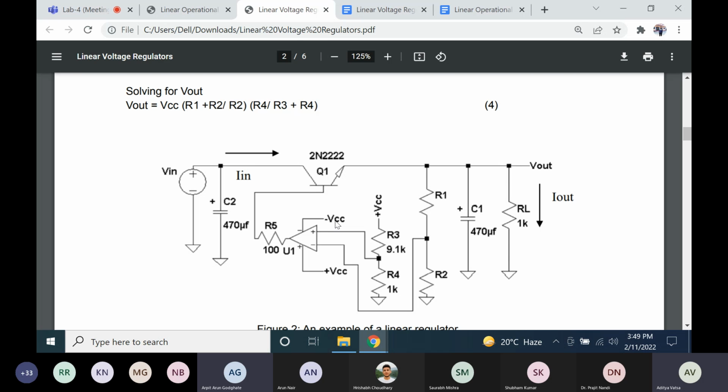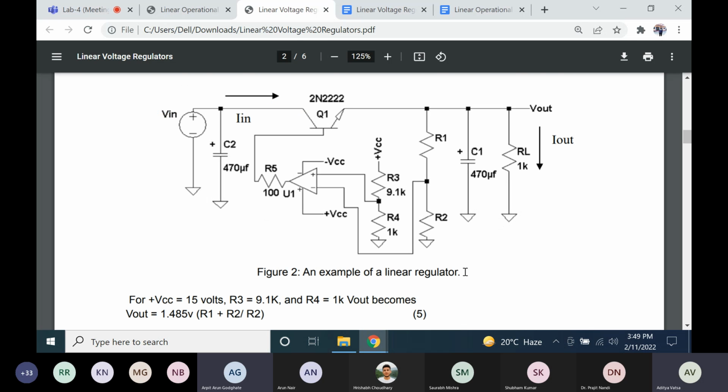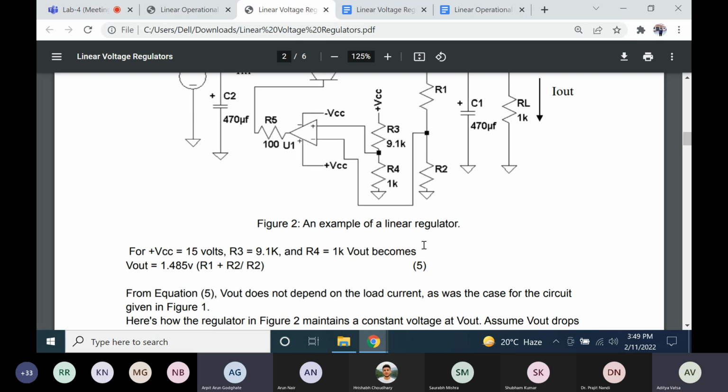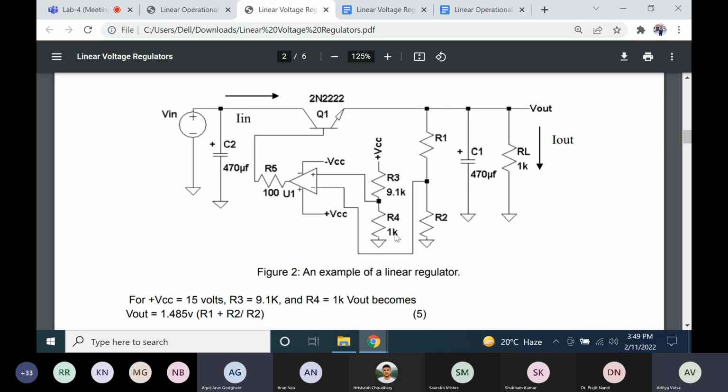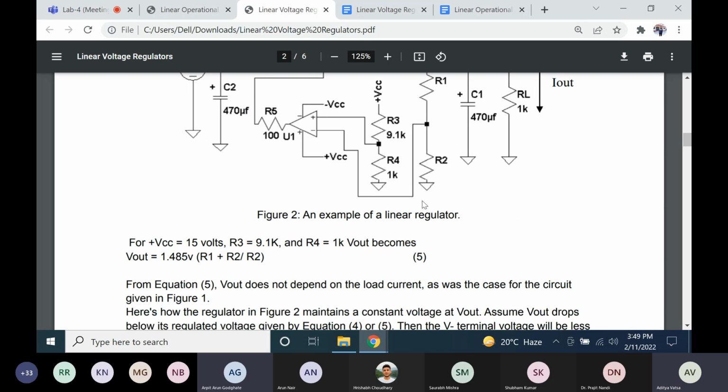So this is a linear regulator. Here we have fixed the values of R3 and R4, so now it depends only on R1 and R2. This way we can play around with things.